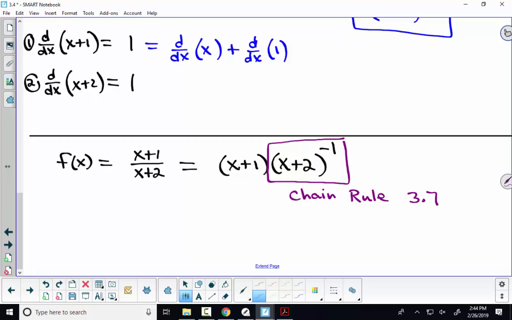3.7, I believe. So the chain rule deals with how we take the derivative of a composition of functions. But once we have those rules, then we could look at this either way, take the derivative and get the exact same result.